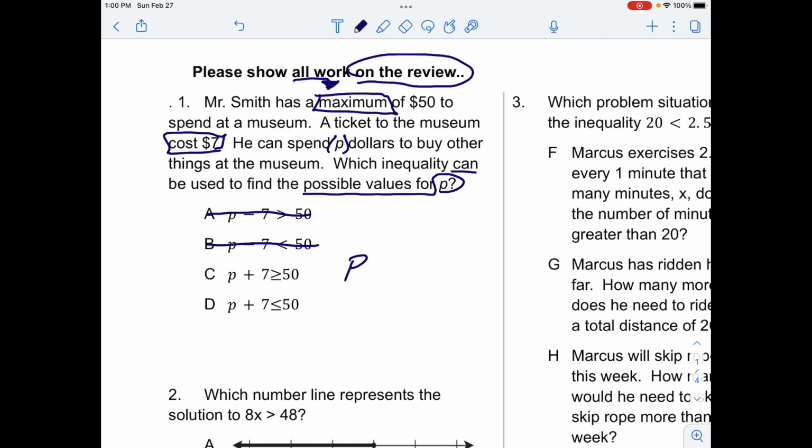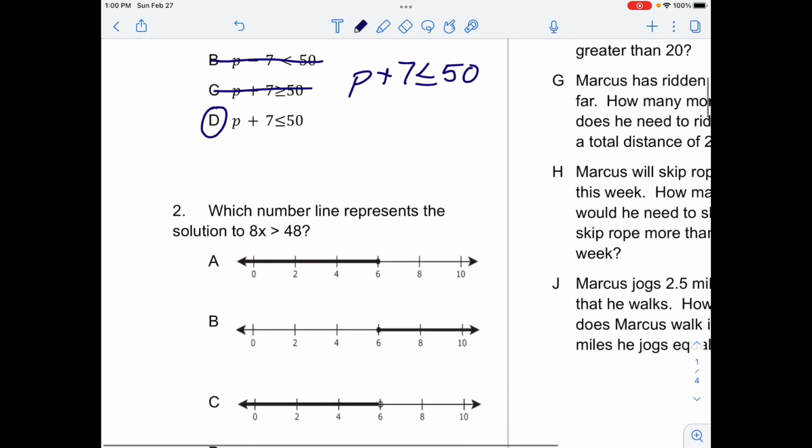Okay, so we have P. So you would add 7 to his cost, which would be less than or equal to 50. So your answer is D. Good job, Rams.